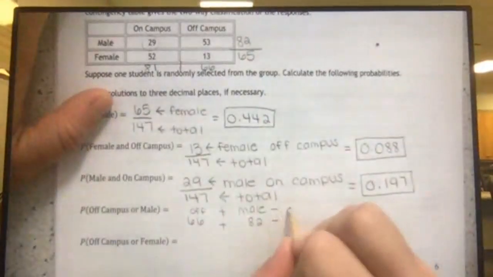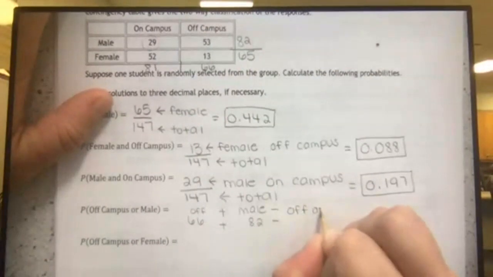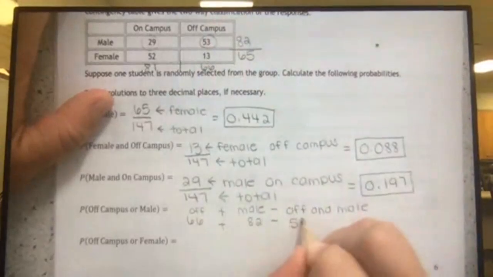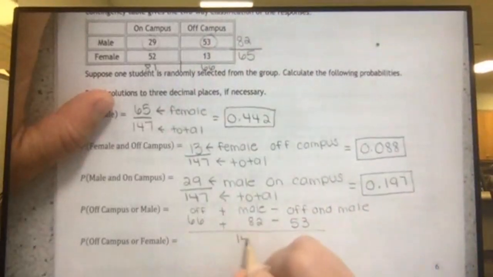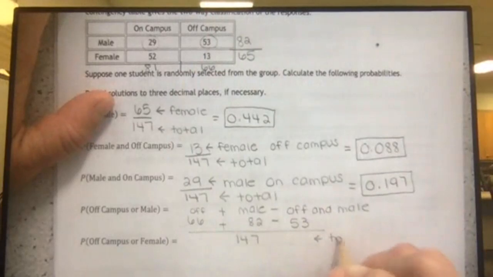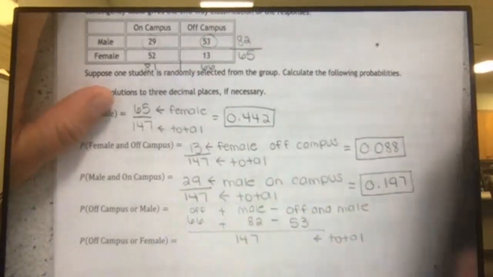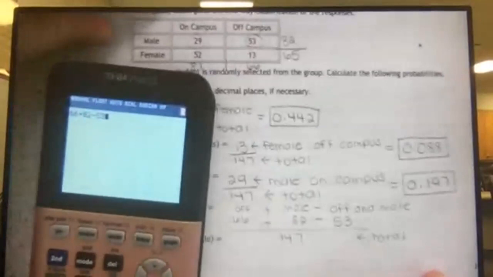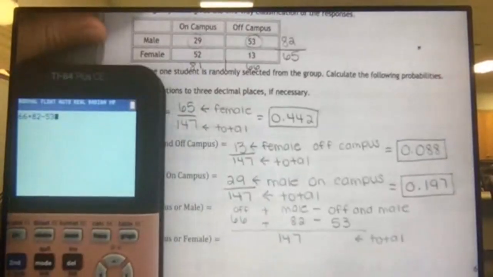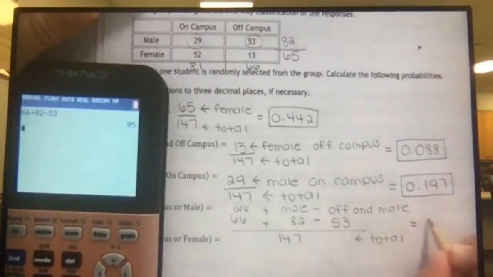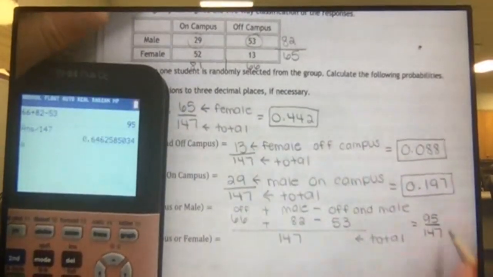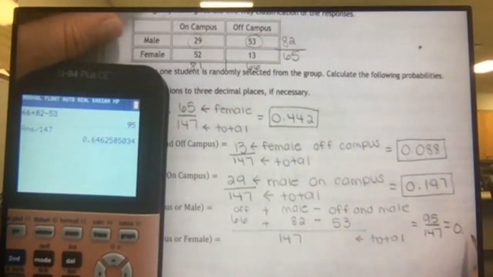So minus off and male, which was 53, out of our total, which was 147. So up top, we have 66 plus 82 minus that 53, because we counted it twice. And that would give us 95 out of our total 147, which would give us 0.646.